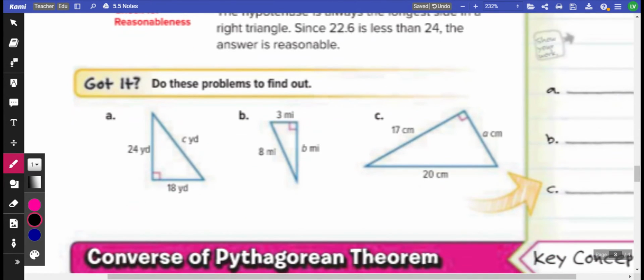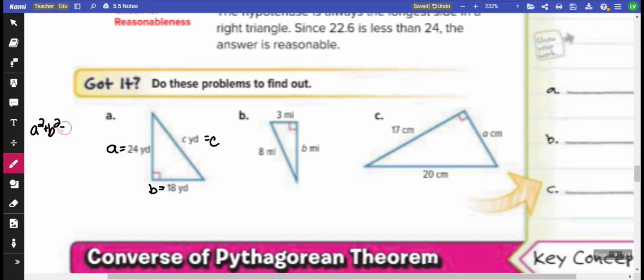So we're going to try A, B, and C. For letter A, I'm going to label 24 as A, 18 as B, and C I'm going to keep as C. A squared plus B squared equals C squared.